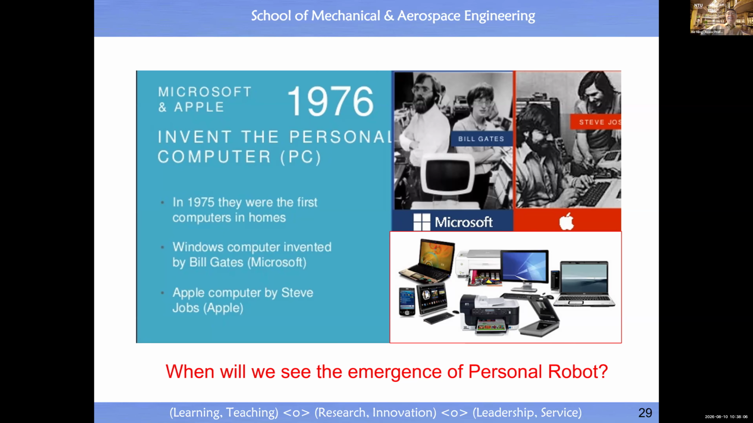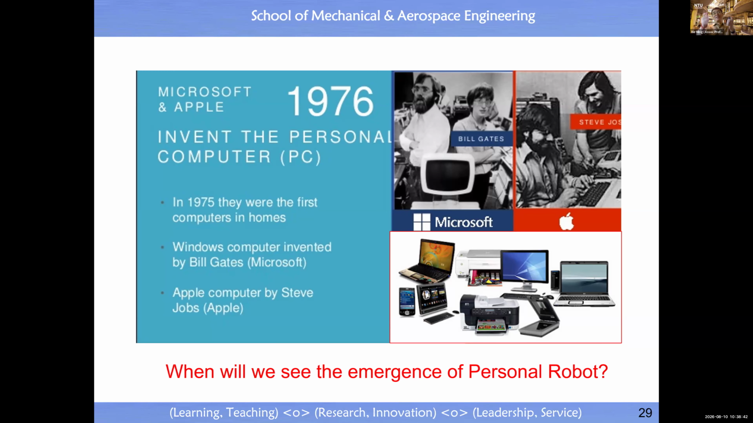when will we see the emergence of a personal robot? How do we transform a personal computer into a personal robot? Basically, make the personal computer grow two legs, two arms, and hands. Then you will see a personal robot. That is an evolution in terms of the body of a personal computer. Today's personal computer is a simplified version of the head.